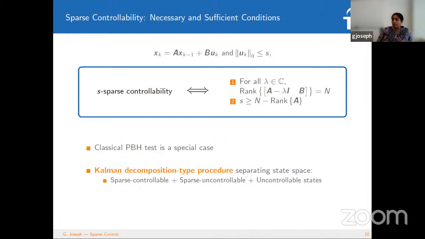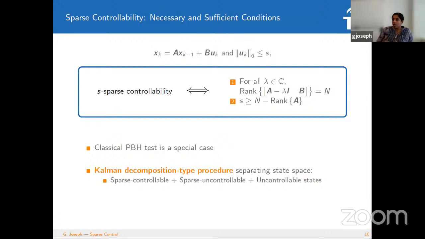We need two conditions to be satisfied. The first condition is the controllability of the unconstrained system, the controllability of the system without any constraints on the control input. And the second one is a lower bound on the sparsity. So sparsity should be greater than or equal to the nullity of the transition matrix A. So S should be greater than or equal to N minus rank of A. This is very intuitive because S is actually telling us how much we are restricting our control input.